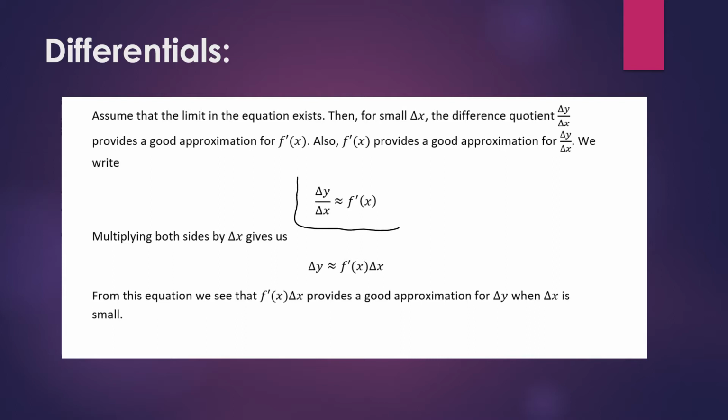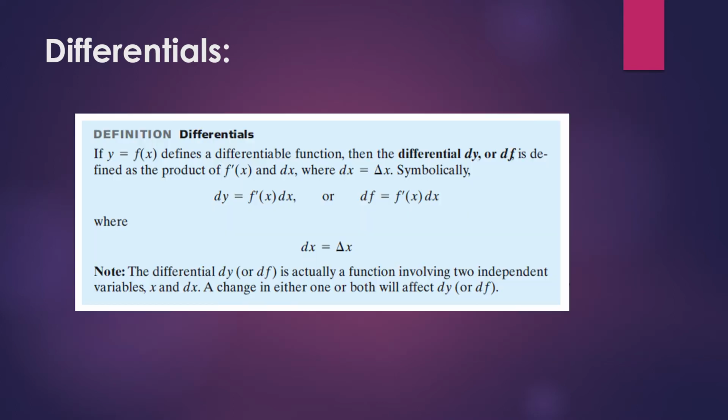So I'm saying that delta y over delta x is approximately f prime of x as long as delta x is very small. Therefore, if we already know what delta x is, we can say the change in y is approximately the derivative of f times delta x. And the smaller our delta x is, the closer our approximation will be. So this brings us to the differential.